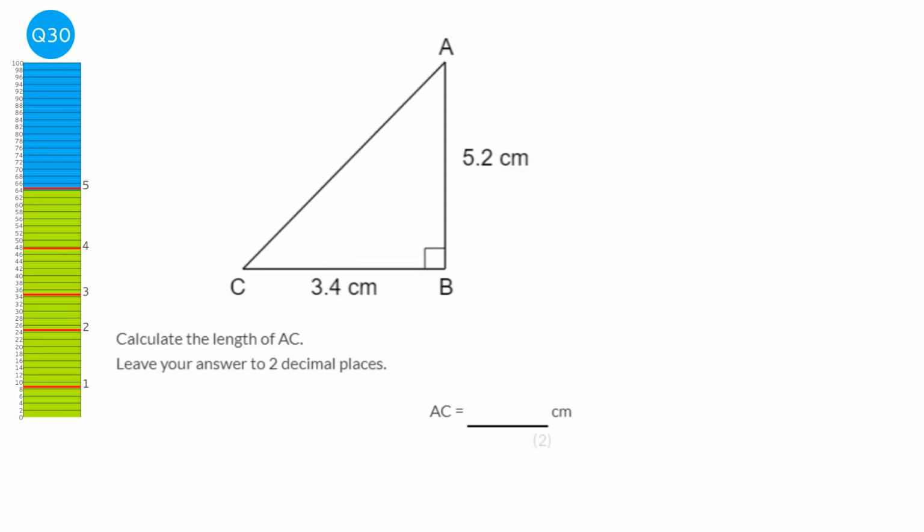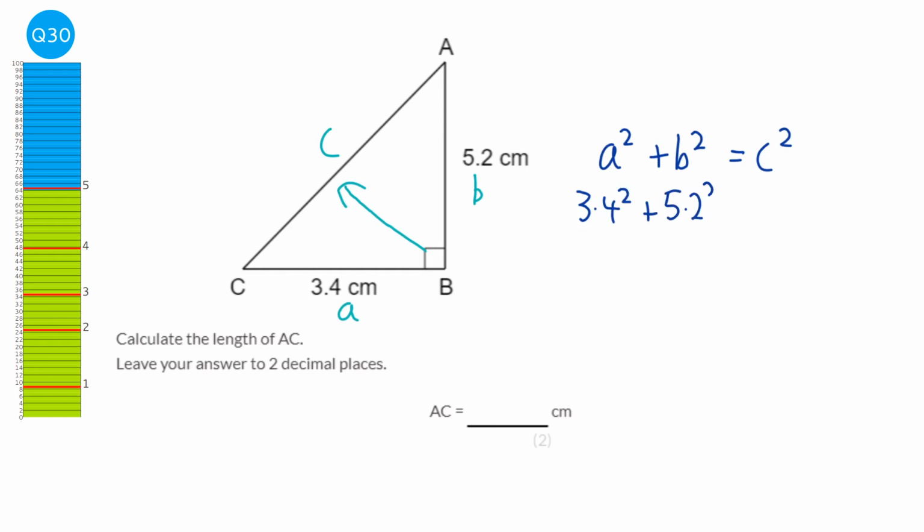So we've got a right angle triangle and we're given two lengths and we're asked to find a third length, and that means we're going to be using Pythagoras' theorem. And to do that, we're just going to label the sides A, B and C, and C must be the hypotenuse, which is opposite the right angle. Pythagoras' theorem says that a squared plus b squared equals c squared. A we can see is 3.4, b is 5.2. And we're looking for what c squared is.